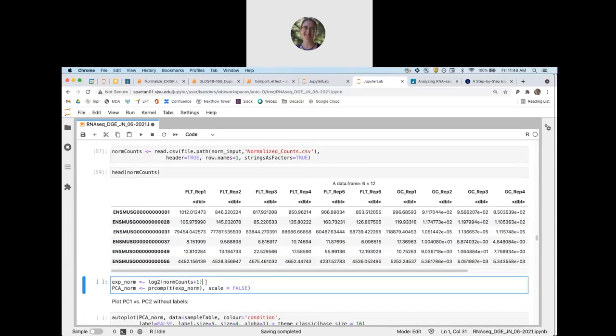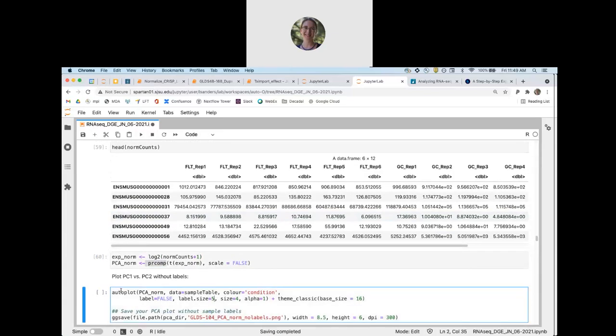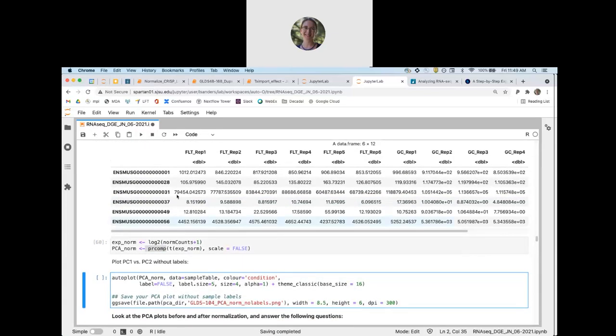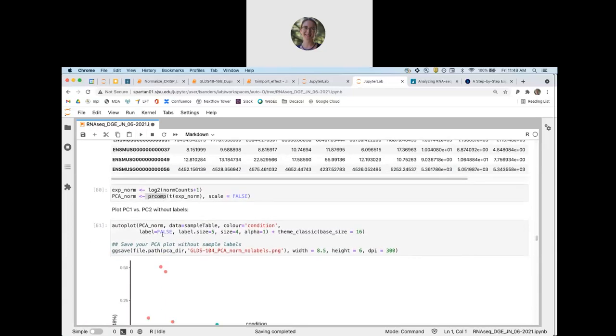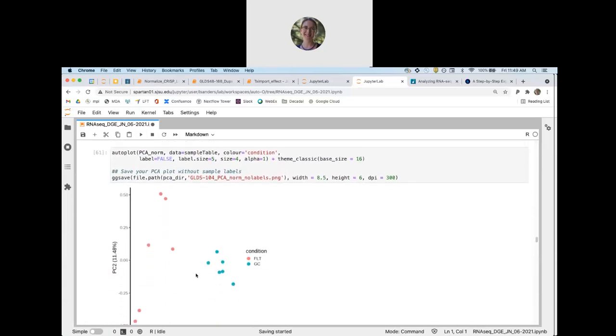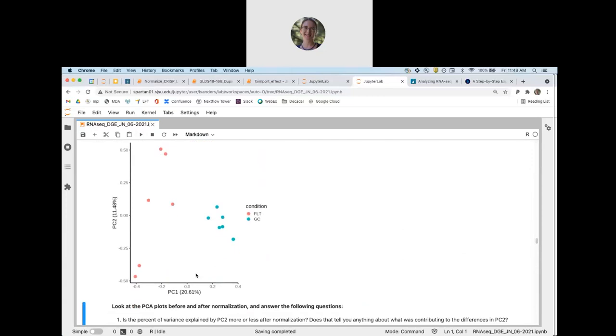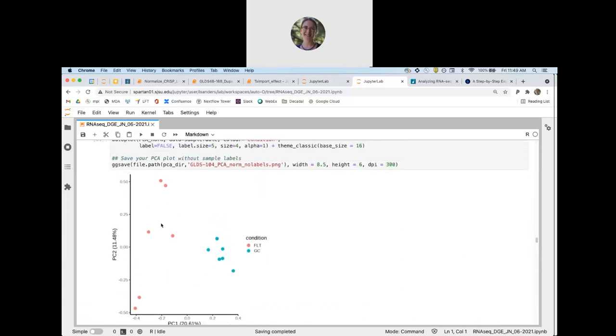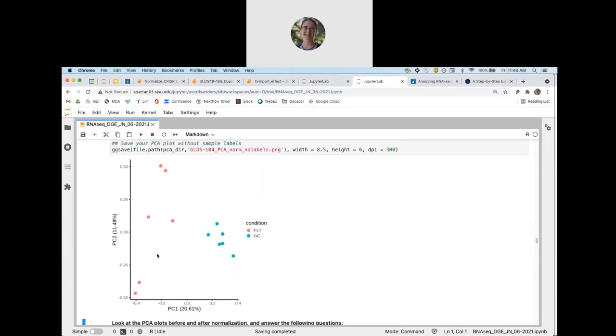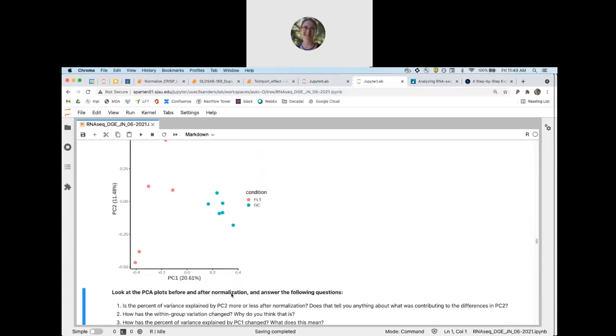So let's again log transform our normalized counts table and run prcomp to calculate the principal components. And go ahead and use autoplot and ggsave to create a PCA plot without labels and save it. So why don't you guys compare, scroll up and down, compare this PCA plot to the PCA plot that we generated prior to normalization. And what are you seeing?